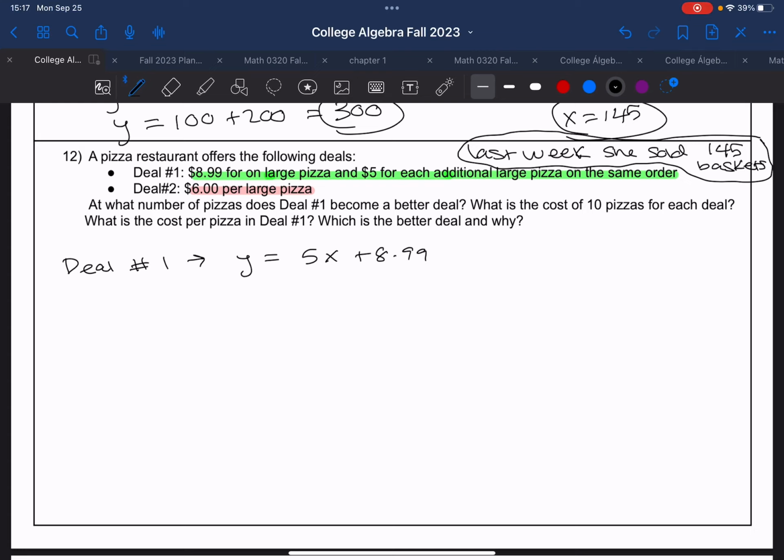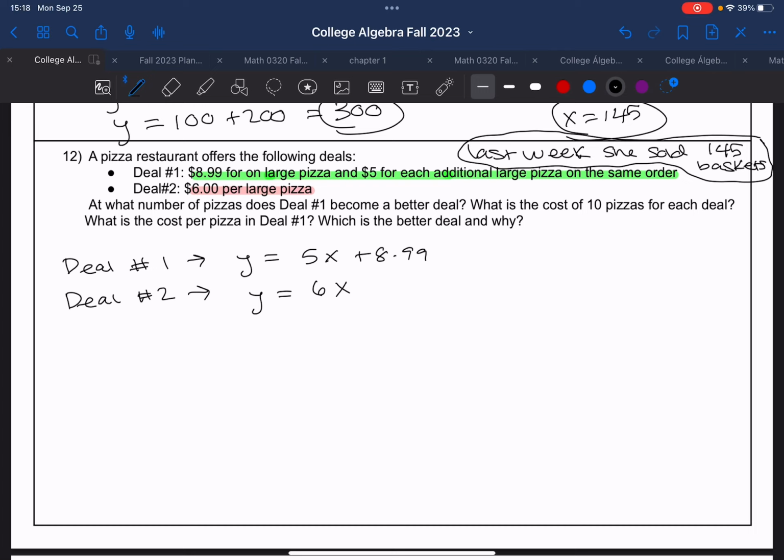Then deal 2 says $6 per large pizza. So y is equal to 6x. There's no additional thing we need to do for deal 2. It's just that each large pizza is going to cost $6.